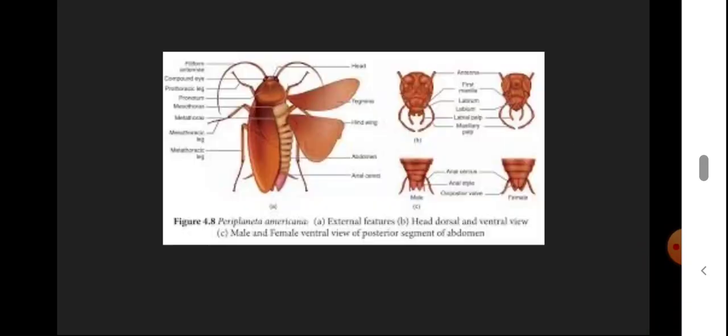Now I will just share with you the images of cockroach mouth parts. This cockroach mouth parts you need to draw and study, because for examination the question will be like: display cockroach mouth parts, sketch and label. So you have to study to draw also this cockroach mouth parts.